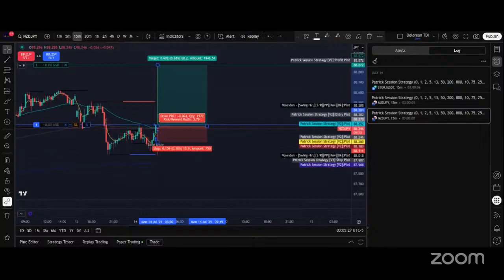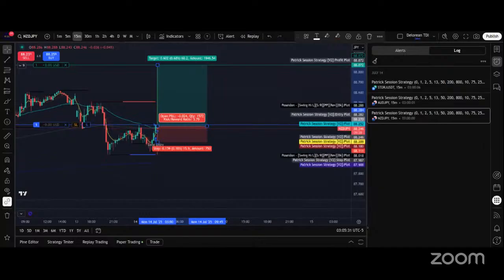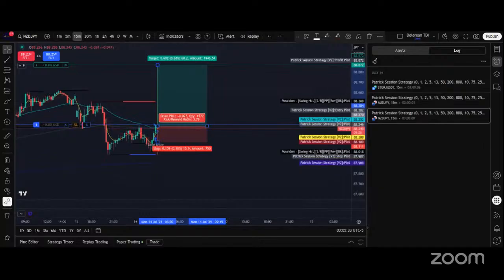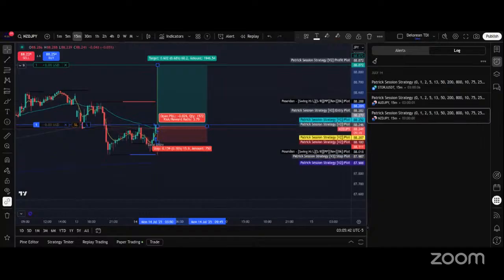Here's your next call. The New Zealand dollar versus the Japanese yen, NZD JPY. The 15-minute confirmation, market execution buy. Entry price is 88.270. Stop loss is 88.111 for 16 pips. Take profit is 88.872 for 60 pips. And a risk to reward ratio of 3.79.